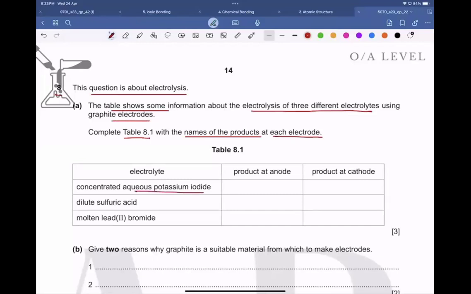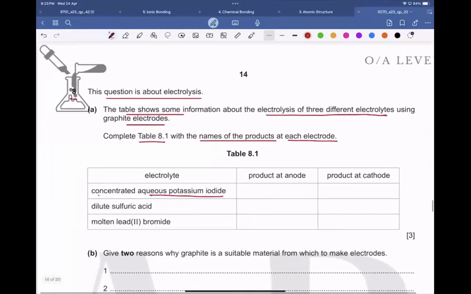So it's aqueous potassium iodide. If it's concentrated aqueous potassium iodide, it means we have a potassium ion and an iodide ion. As it's aqueous, we also have a hydrogen ion and a hydroxide ion. As it's concentrated, the iodide ion is attracted towards the anode and forms iodine.